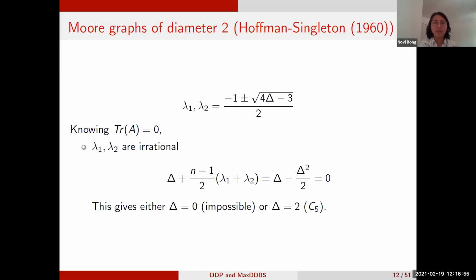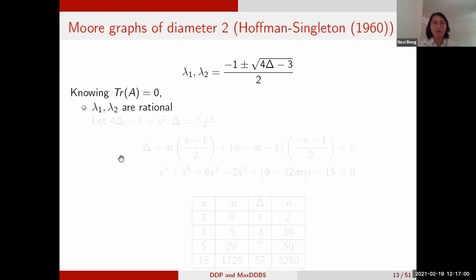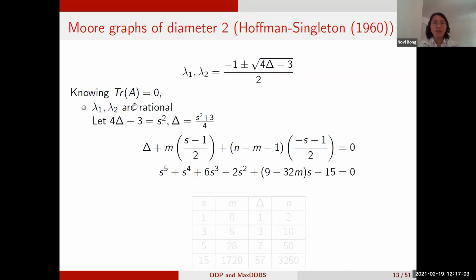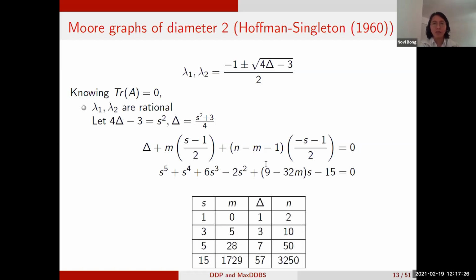The other possibility is, what if lambda 1 and lambda 2 are rationals? Okay, if they are rationals, it means that the number under the square root is a square number. So I assume this is called s squared. So we have the following: delta is s squared plus 3 over 4. If we sum this, assume that one of them has multiplicity m, then the other should have n minus m minus 1. Solving this, Hoffman and Singleton actually give us these possible values for the maximum degree, and this is the order of the graph.